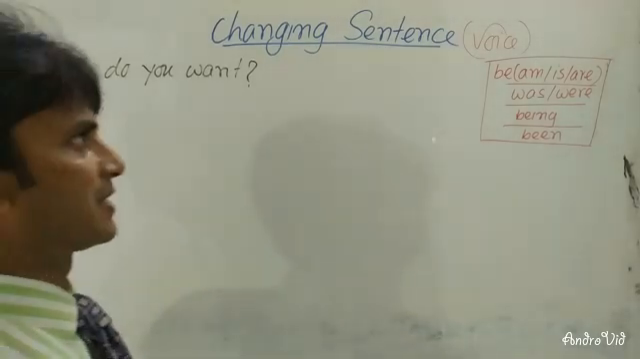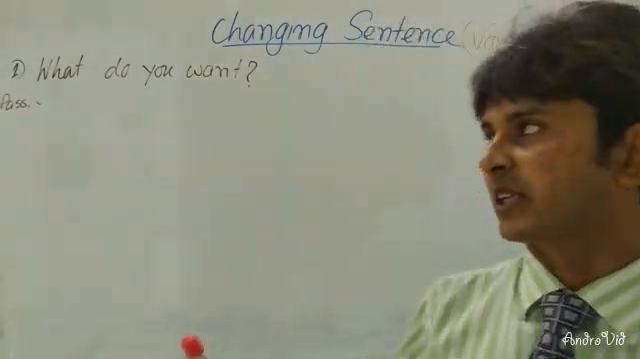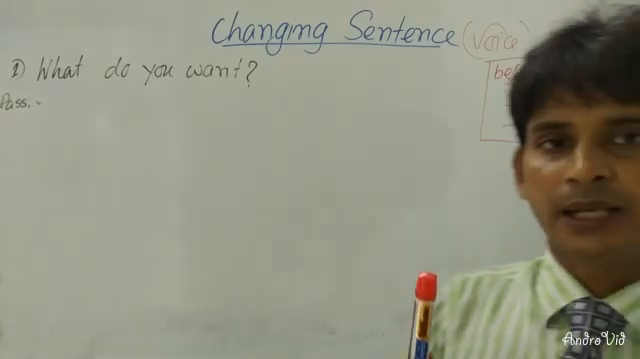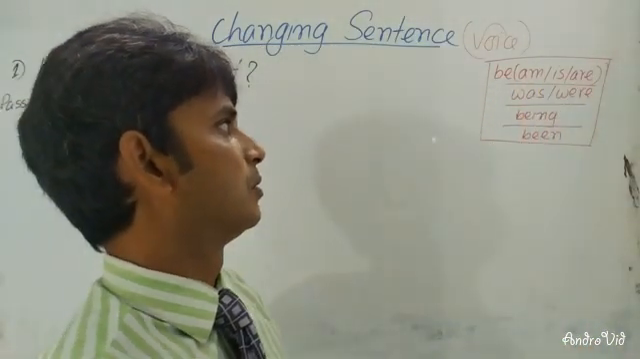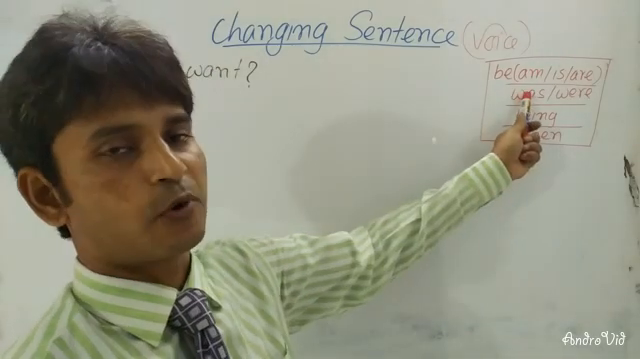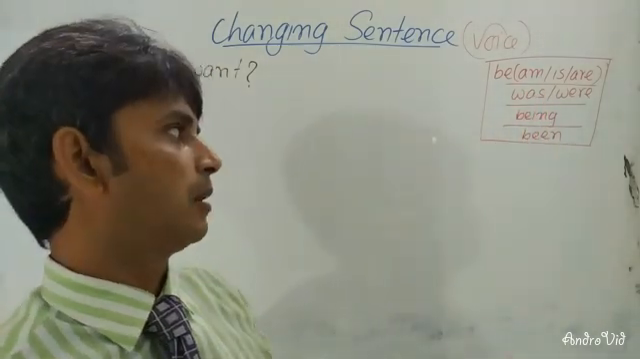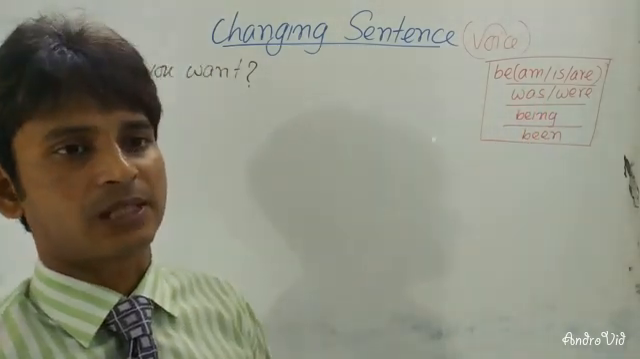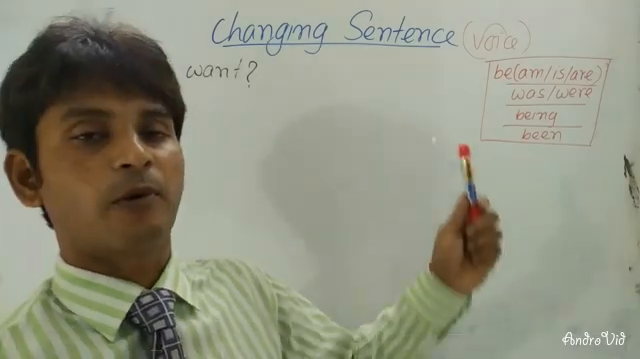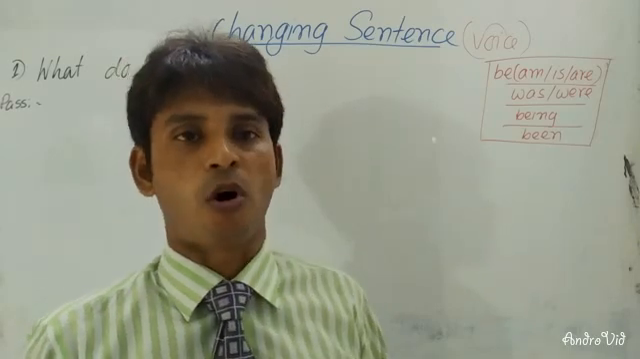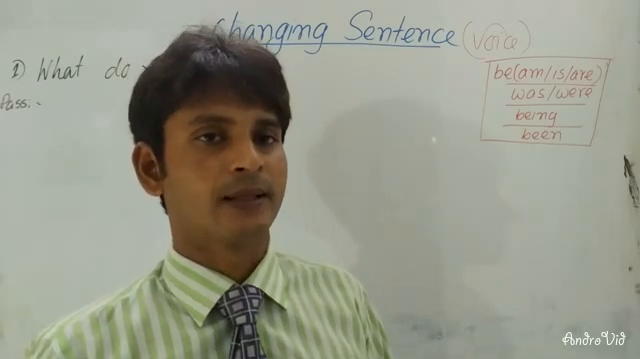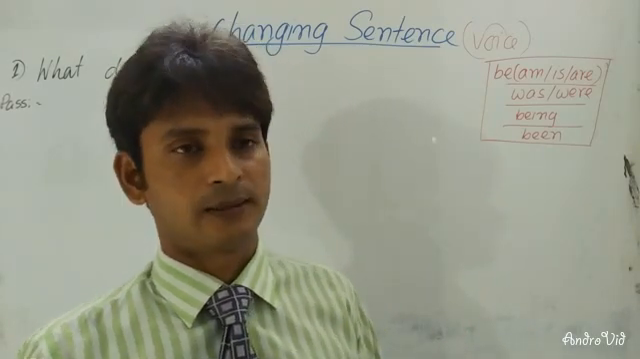Dear learners, you can see here that some be verbs are given. The be verbs are am, is, are, was, were is the past form, and being is the participle, and been is the past participle form. Dear learners, at the time of changing from active to passive voice, you will have to take one from this box. So you should always bear this in your mind.